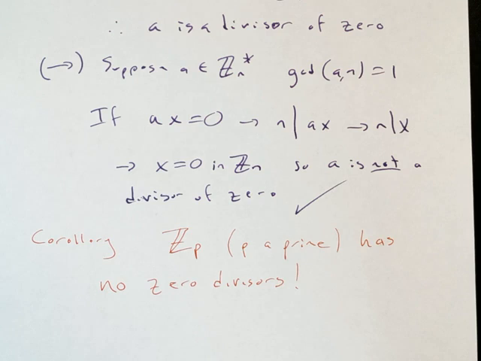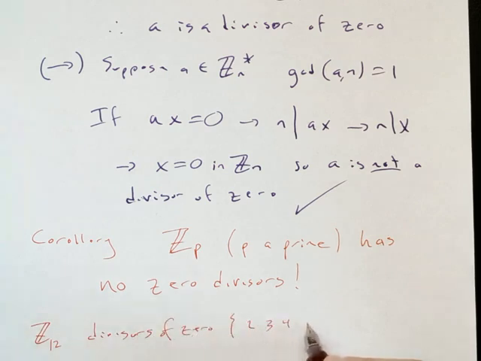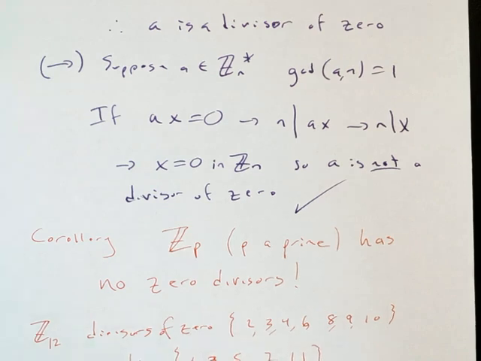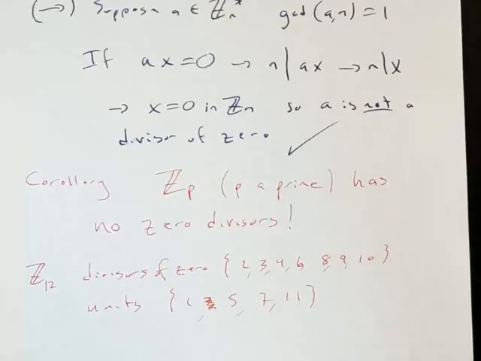I mean, if we look at Z12, we just said that the divisors of 0 were 2, 3, 4, 6, 8, 9, and 10. And then we said that the units were 1, 5, 7, and 11. And that's all of the numbers other than 0.